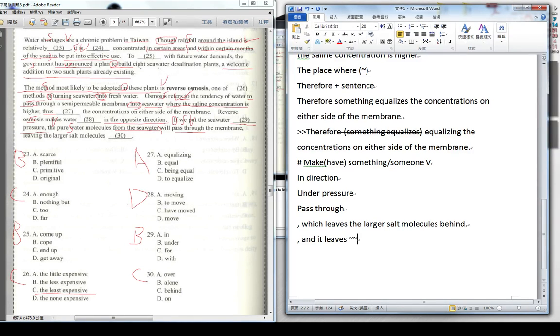Grammatically right. Here we want to delete which and leaves. So this which and leaves will be deleted and we change it into leaving, because it's a 主动的用法. So the whole sentence will look like this. If we put the seawater under pressure, the pure water molecules from the seawater will pass through the membrane, leaving the large salt molecules behind.